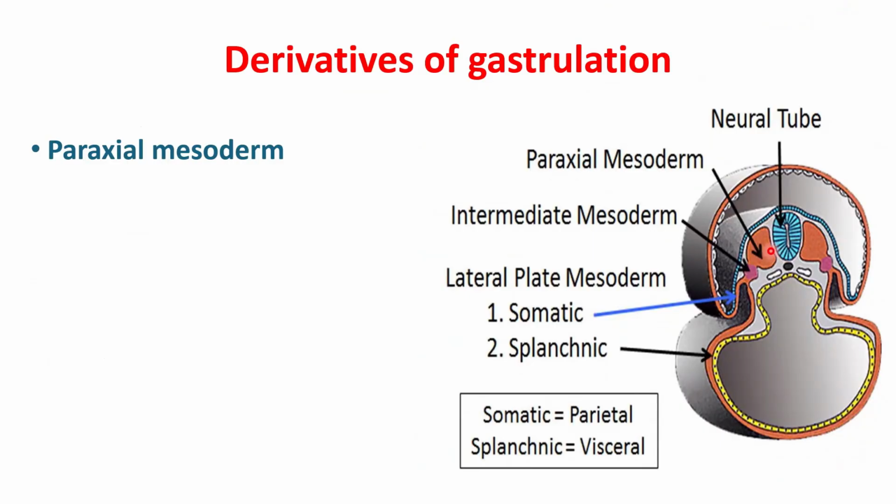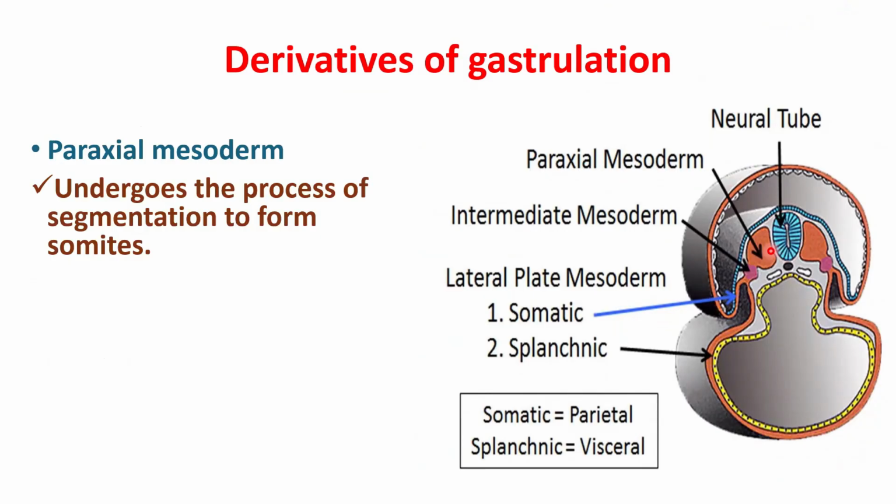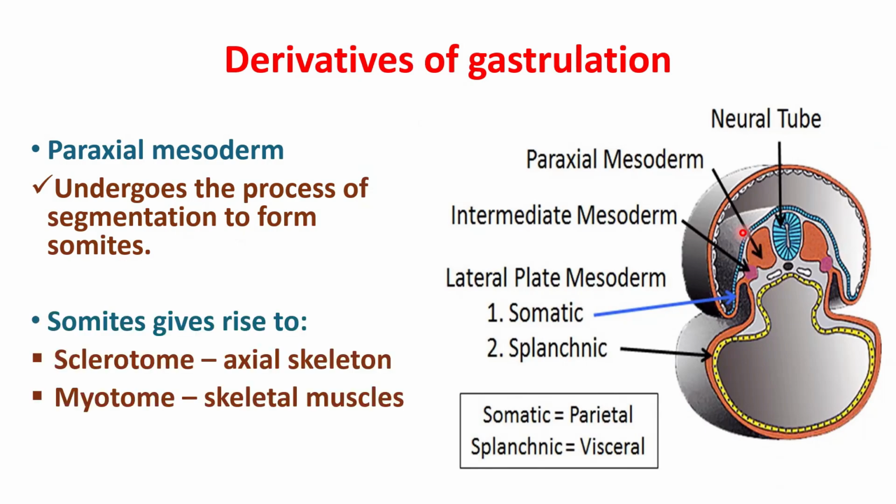It will give you the bones of the axial skeleton in addition to other things. It undergoes the process of segmentation to form somites. So this one is actually a developing somite here. And the somite will give rise to three parts. It will give rise to sclerotome, myotome, and the dermatome. But before then, the somite first of all divides into two: sclerotome and the myotome.